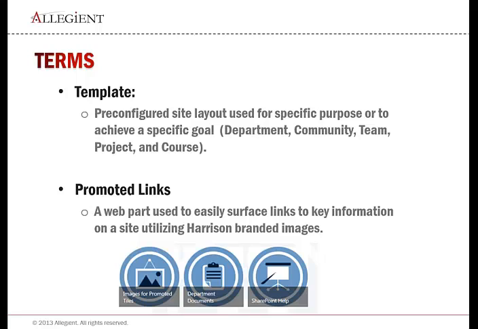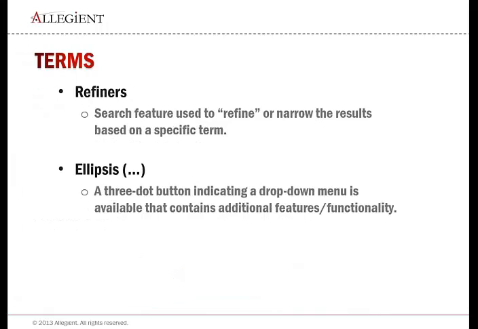And of course, course sites, which you will probably be most familiar with, and this is going to be specifically for courses offered here at the college. I'll talk more about the new structure of course sites later on in this webinar. And then here are the last of the terms. A new term would be the ellipsis. The three dots have taken the place of the drop-down menu, and it gives you more options for that content.